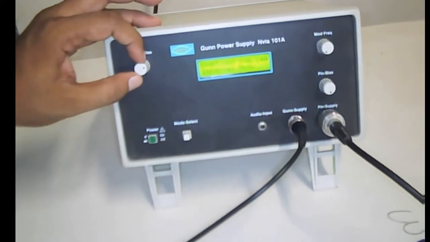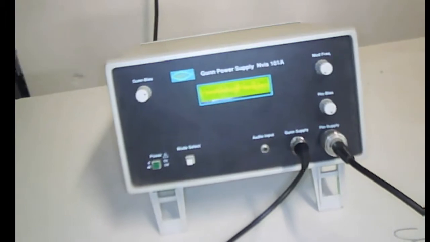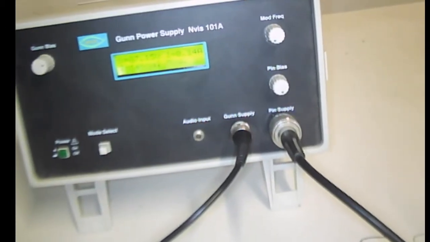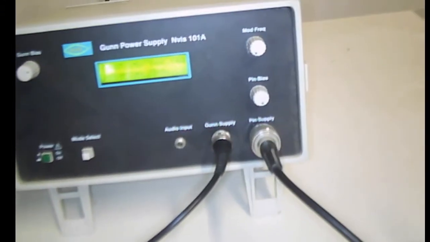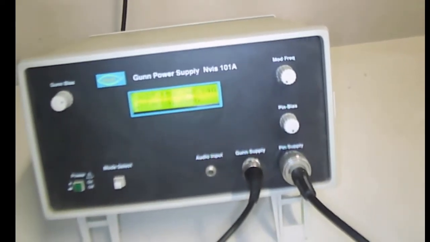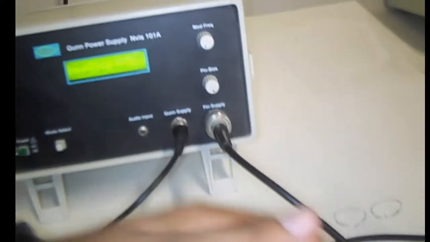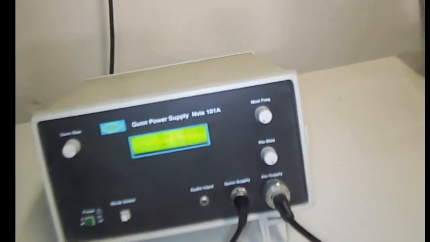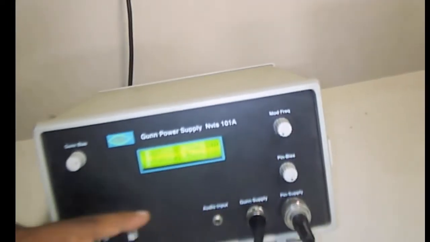So it will have a Gunn bias. We can vary the bias. You can see here the voltage and current. Now it can operate in many modes. Right now, if it is visible, it is written, it is in internal modulation mode. In internal modulation mode, it will generate a 1 kilohertz square wave, modulate it using the PIN modulator, and transmit it, and we can receive the signal at the receiver side. So this is basically the internal mode.